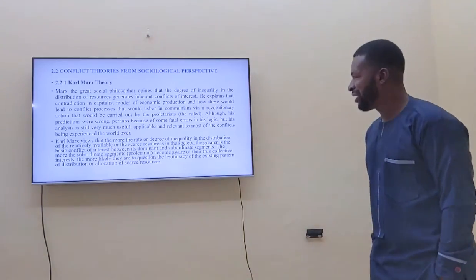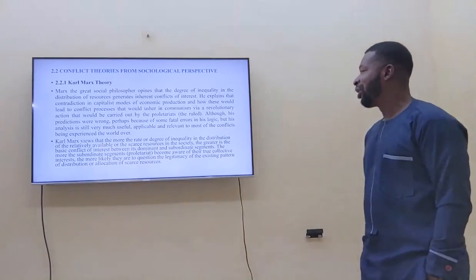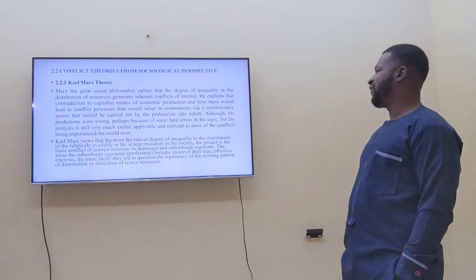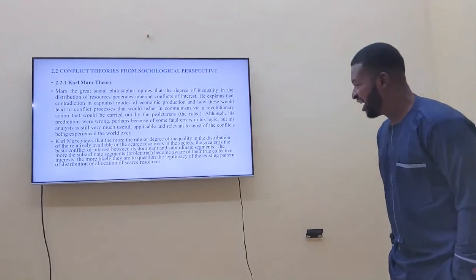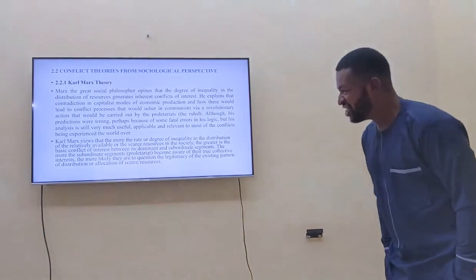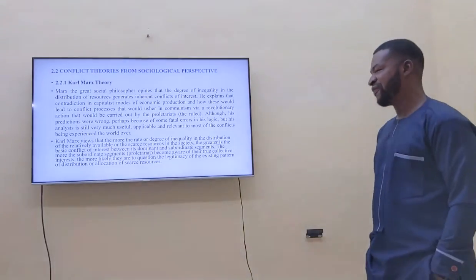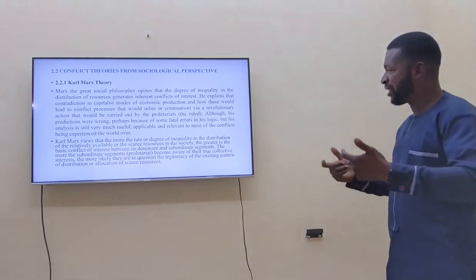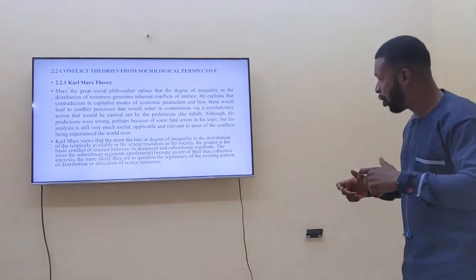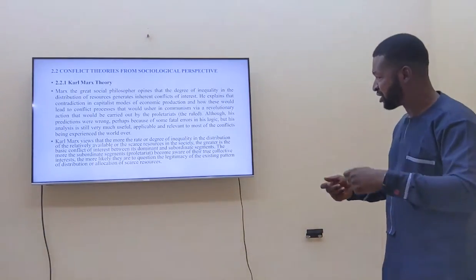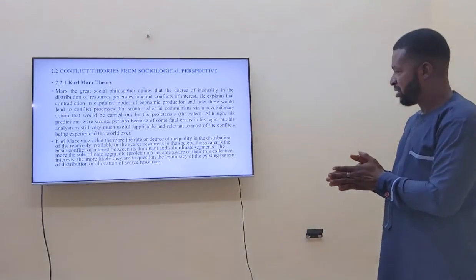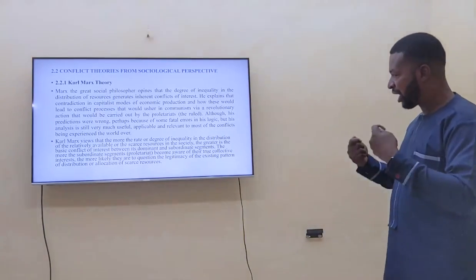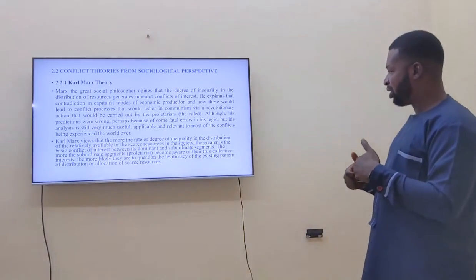This theory was propounded by our great social philosopher, Karl Marx. He advanced that the degree of inequality in distribution of resources generates inherent conflict of interest. He explains the contradiction in the capitalist mode of economic production, and how this will lead to a conflict process that will usher in communism via a revolution carried out by the proletariat.